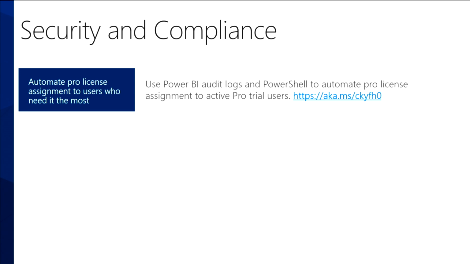It's a small script that goes in, looks at the audit logs, looks at the users who have the pro trial, and then goes into your Office subscription and assigns licenses to these users automatically. You don't have to go in and do anything manual. You set it up once, and it automatically does this for you. It's a huge time saver for administrators of massive organizations. So I'll leave the link there.